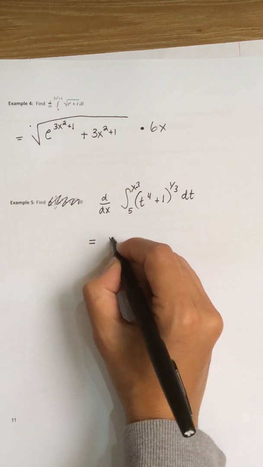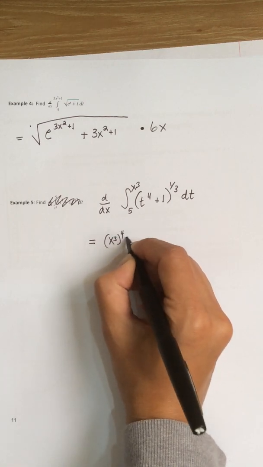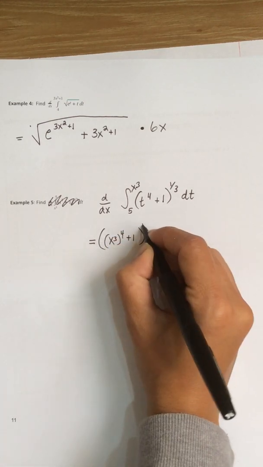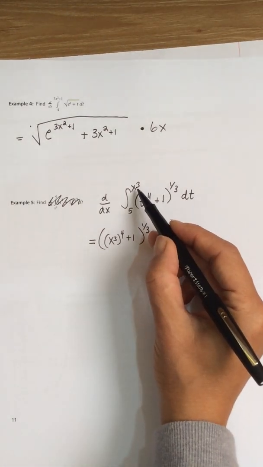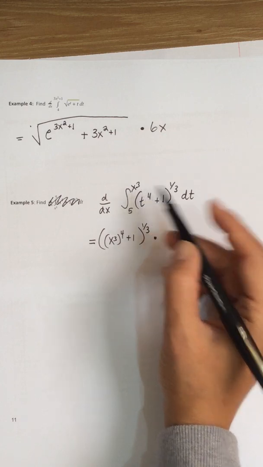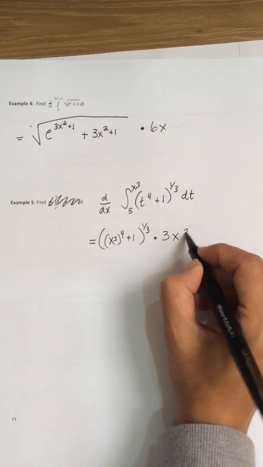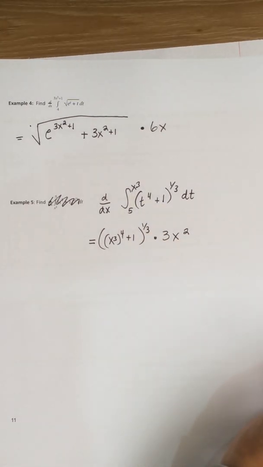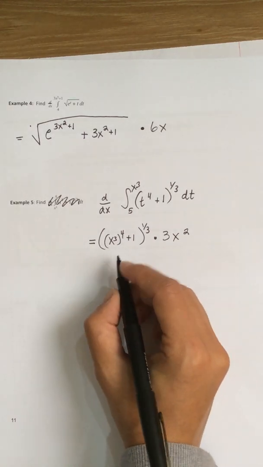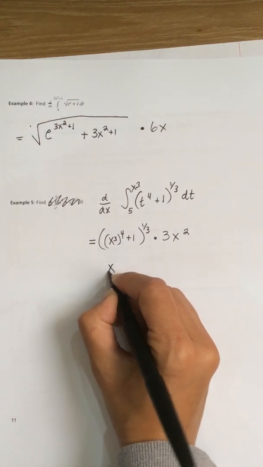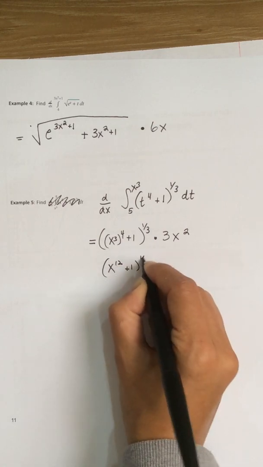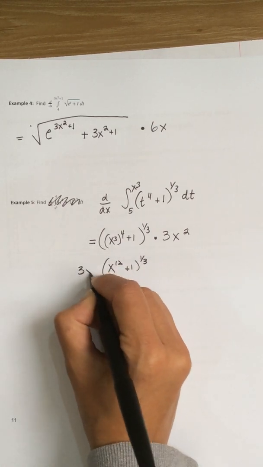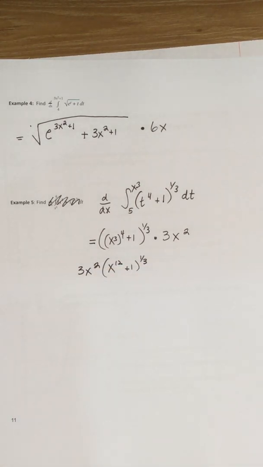So it's going to be x cubed all to the 4th plus 1, all raised to the 1/3, times, because it's a composite function, the derivative of this thing, x cubed, which is 3x squared. So if I rewrote it to try to make it nice, I might say it's equal to x to the 12th plus 1, all raised to the 1/3 power, and I put my 3x squared up front. Okay, hopefully that's making a little bit more sense.